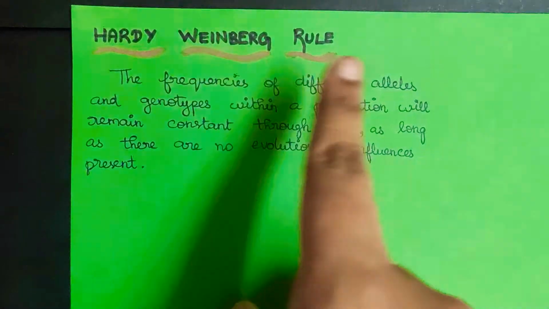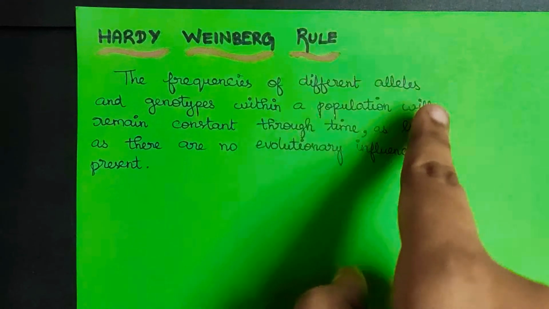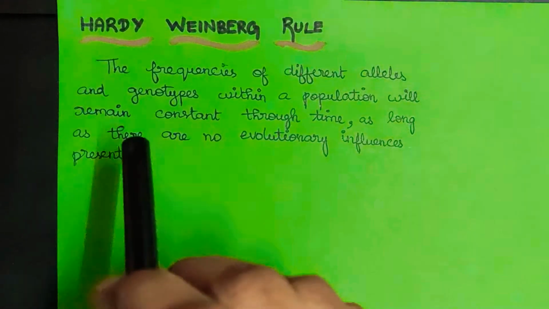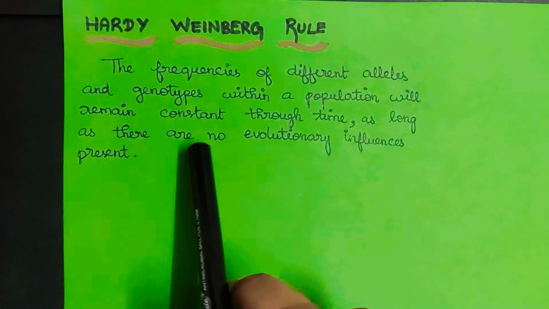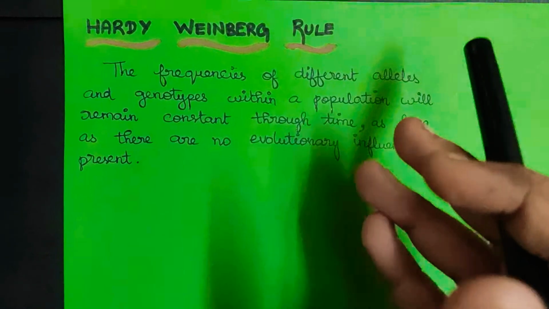See here, this is the principle of Hardy Weinberg, that is a scientist. The frequencies of different alleles and genotypes within a population will remain constant through time as long as there are no evolutionary influences present. So this is the principle of Hardy Weinberg's rule.